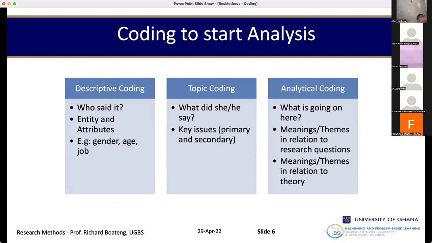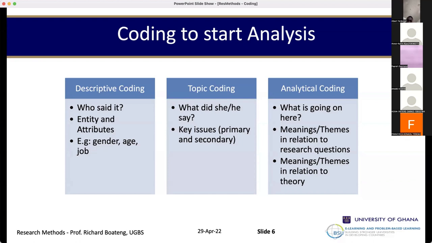Analytical coding: what is going on here? What meanings can we draw at one level? The next level over the analytical coding will be: what are the meanings that we can draw here in relation to the theory or the research questions that we have? I hope you understand me.